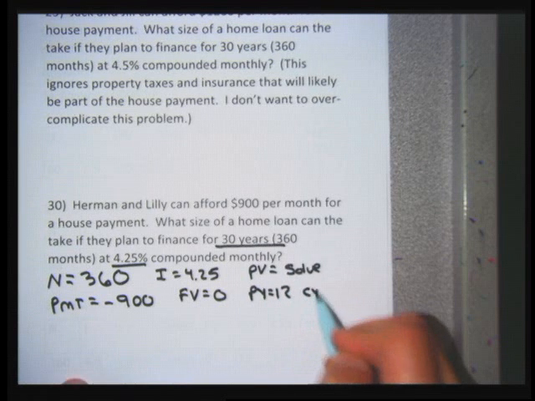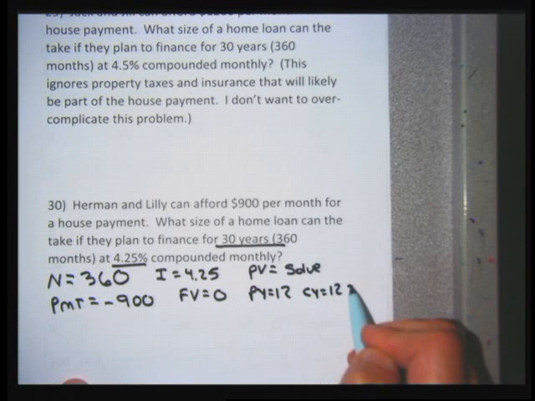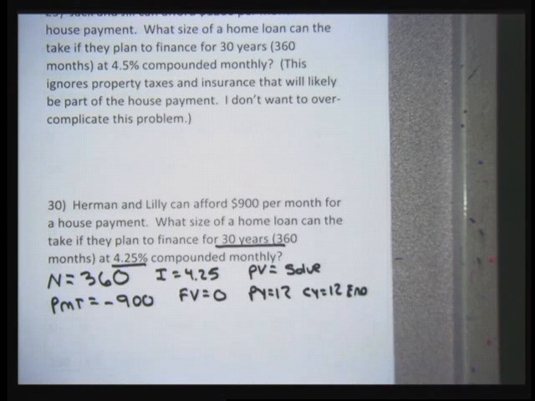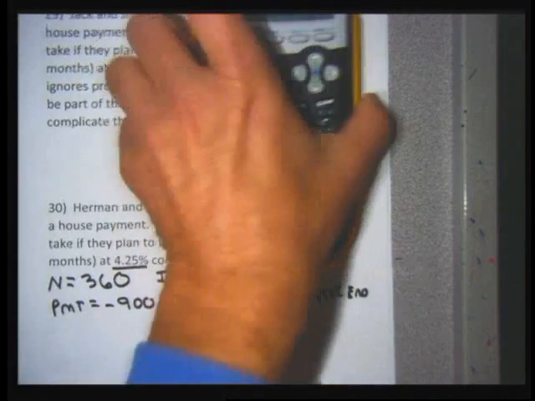P/Y and C/Y in all loan problems are going to be 12, and my calculator is going to be in END. The savings problems that we do in the next section are a little bit harder because the P/Y and the C/Y aren't always 12, and the signs vary a little bit. So we'll start putting values into the future values, so they're a little bit harder, but not too bad. We'll just take them step by step. So I'll just do these on my calculator.